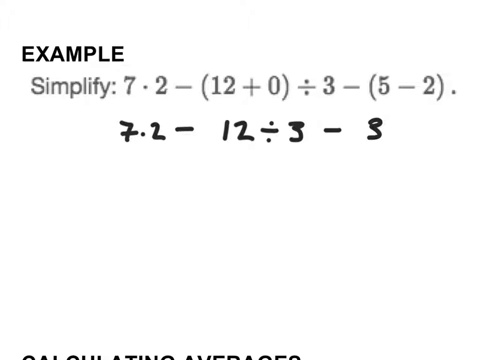Now we've gotten rid of the parentheses. We don't have any exponents. Now we have multiplication and division. So I've got 7 times 2, and I've got 12 divided by 3.